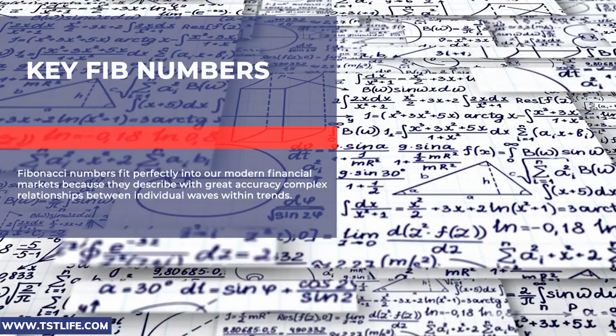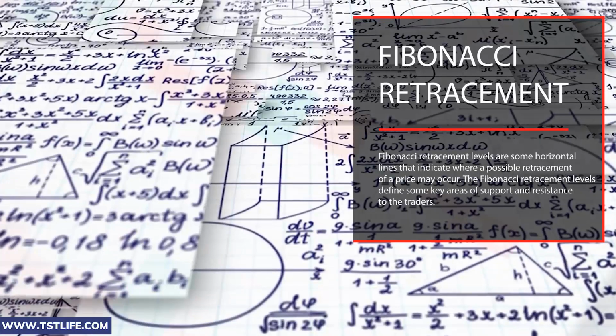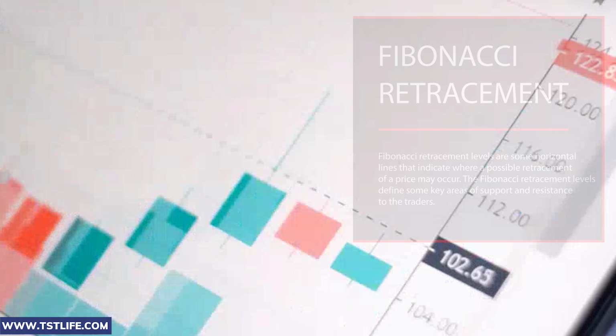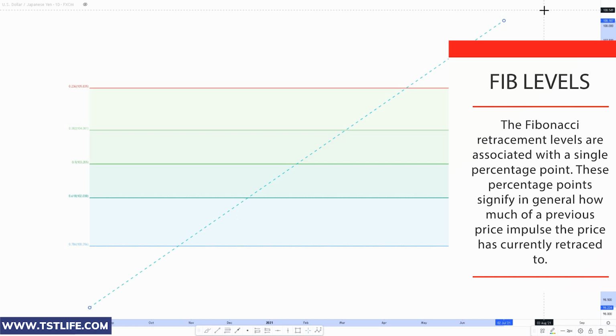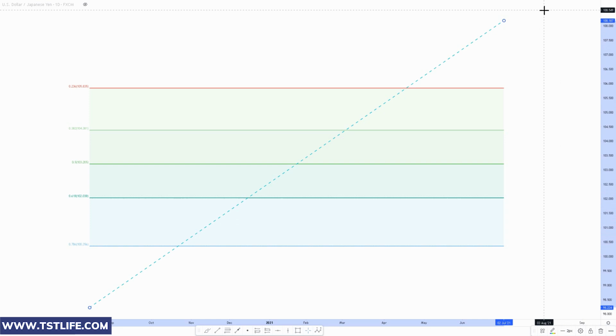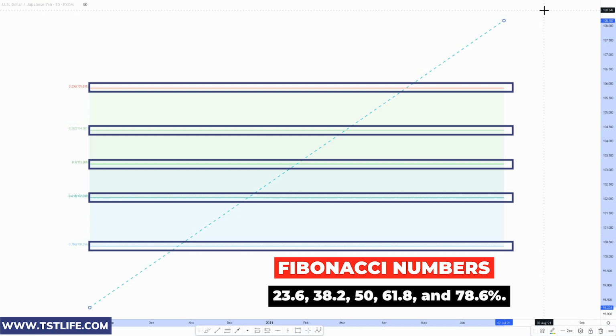In general, Fibonacci retracement levels are horizontal lines that indicate where a possible retracement of a price may occur. The Fibonacci retracement levels define some key areas of support and resistance to the traders. The Fibonacci retracement levels are associated with a single percentage point. These percentage points signify in general how much of a previous price impulse the price has currently retraced. These Fibonacci numbers include 23.6, 38.2, 50, 61.8, and 78.6%.